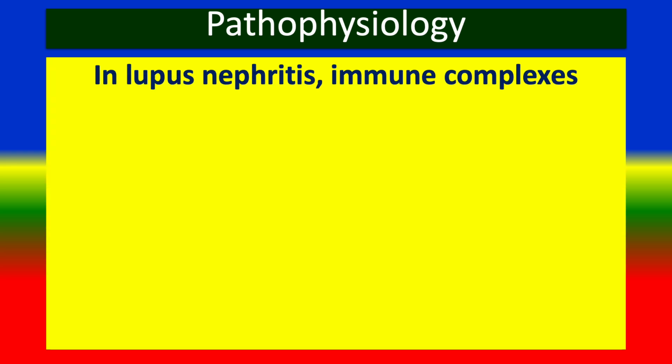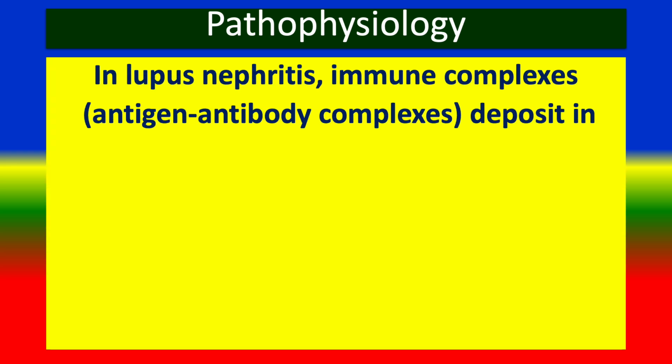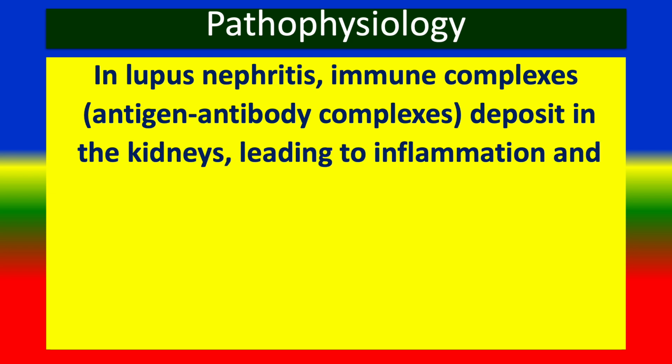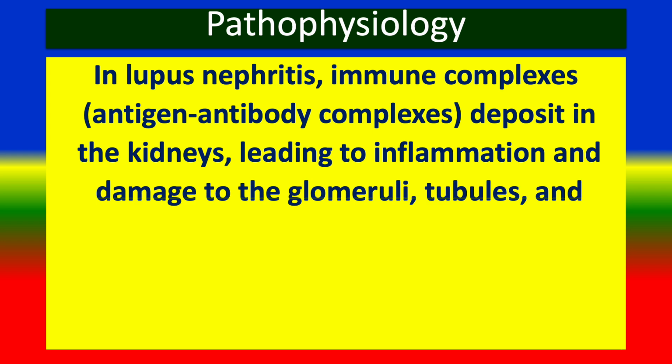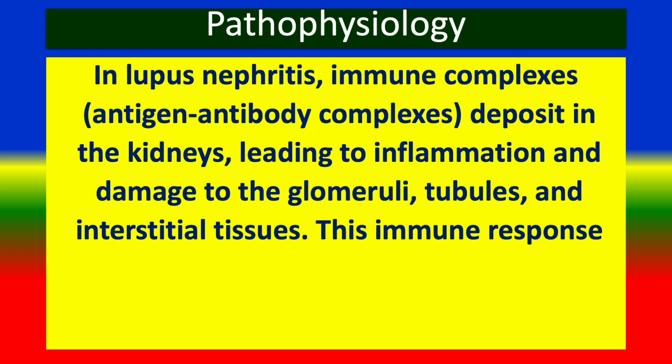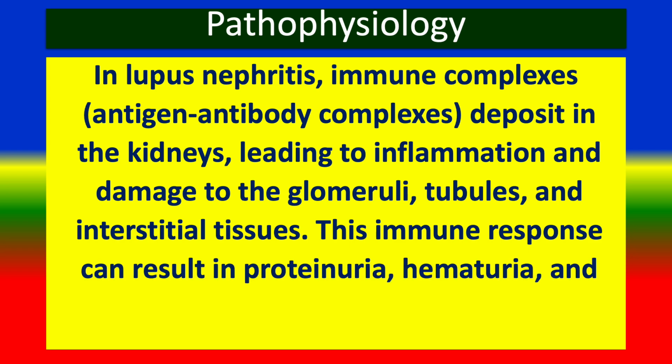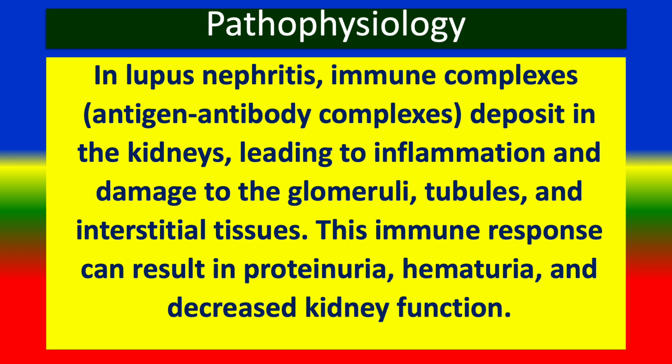Pathophysiology. In lupus nephritis, immune complexes, antigen antibody complexes, deposit in the kidneys, leading to inflammation and damage to the glomeruli, tubules, and interstitial tissues. This immune response can result in proteinuria, hematuria, and decreased kidney function.